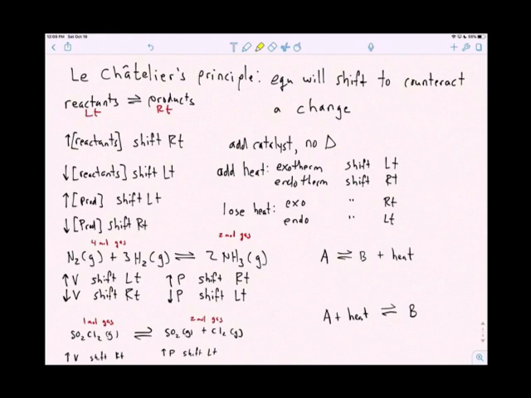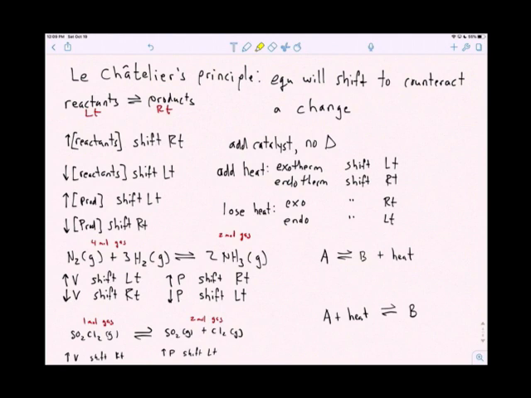If you add heat, so if it's an exothermic reaction, that means heat is a product. So exothermic, heat is a product. That means that the reaction will shift left. If it's endothermic and you add heat to the reaction, endothermic means heat is a reactant. Adding more reactants means you shift right.